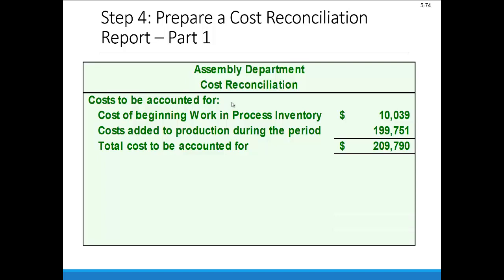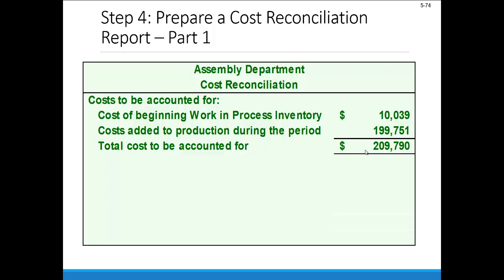For our purposes, they really come from two sources. The first is the cost of beginning work in process inventory, dollars that had already been added in a previous period that were still kicking around in that work in process at the start of this period. I've pulled that number forward from our previous example, $10,039. And to that, we can add the cost added to production during that same period. So we're talking about all the materials, labor, and overhead that have become part of this work in process throughout this entire period. And I've pulled that number forward as well, $199,751, leaving our total cost to be accounted for at $209,790.